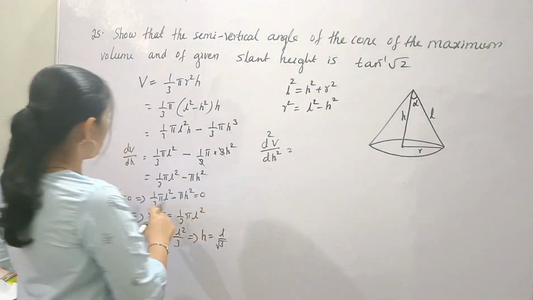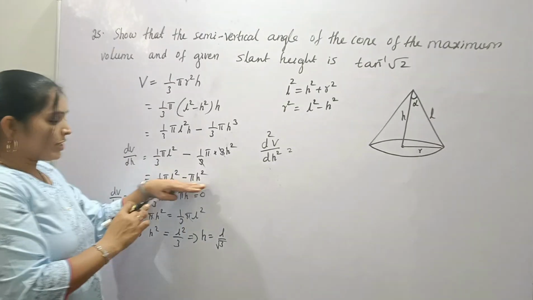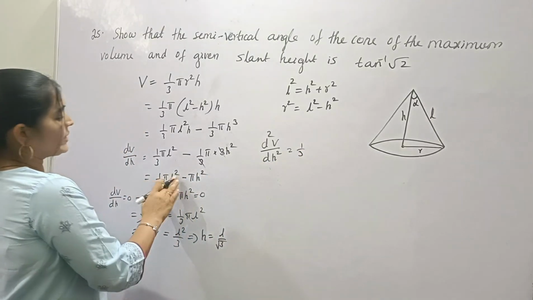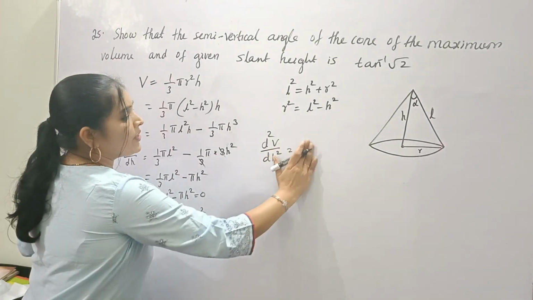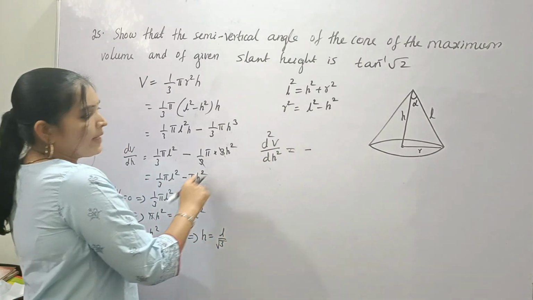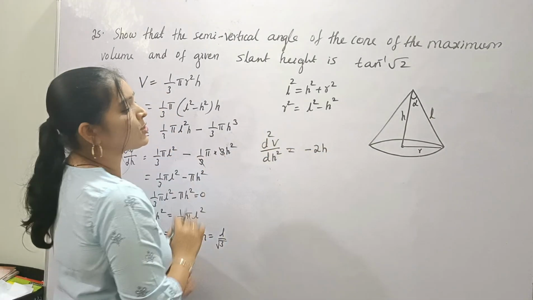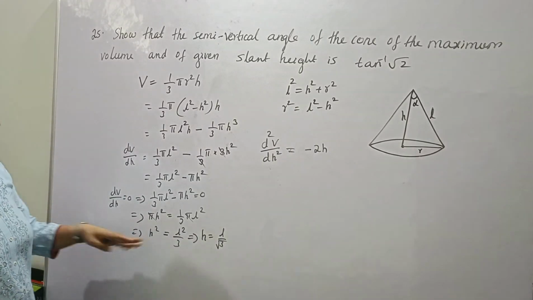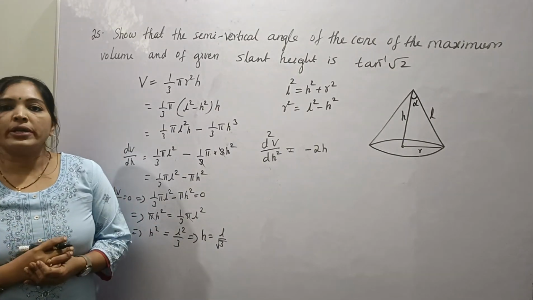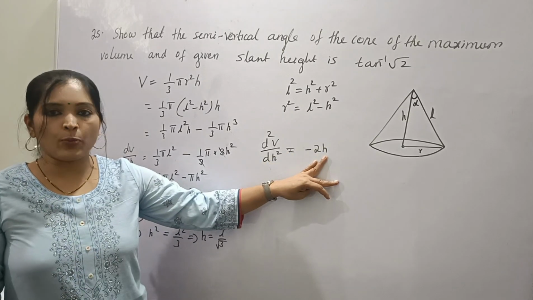So here what is our dv by dh? This one, right? So let's differentiate it again with respect to h. So 1 by 3 is a constant, so the derivative of the constant is 0. Then minus pi constant, h square gives 2h. So minus 2h. See here, h is nothing but the height of the cone. Height of the cone being negative is not possible, right? So here h is always positive.